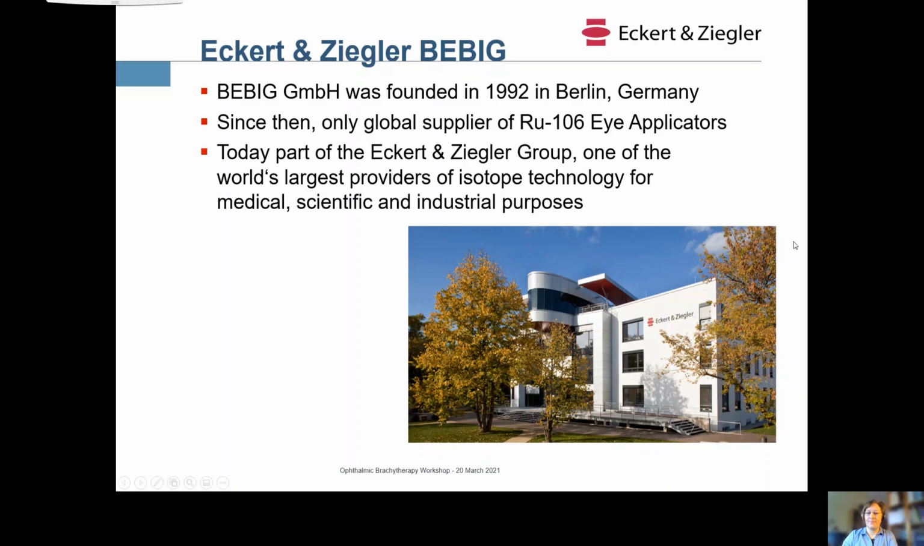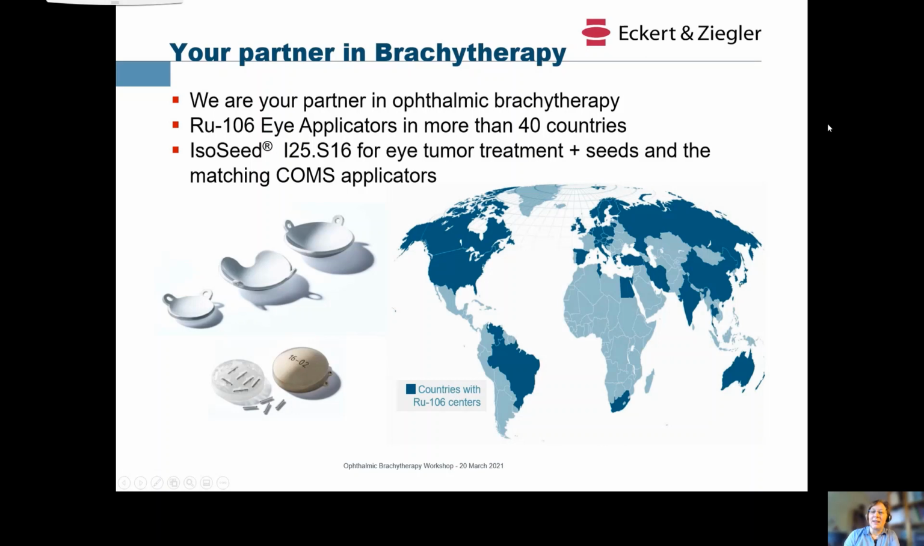For those of you who do not yet know Eckert and Ziegler Babic, let me give you a brief introduction. The Babic GmbH was founded in Berlin in Germany in 1992. Since then, we were the only global providers of ruthenium eye applicators worldwide. Today, Babic is part of the Eckert and Ziegler Group, one of the largest providers of isotope technology for medical, scientific, and also industrial purposes.